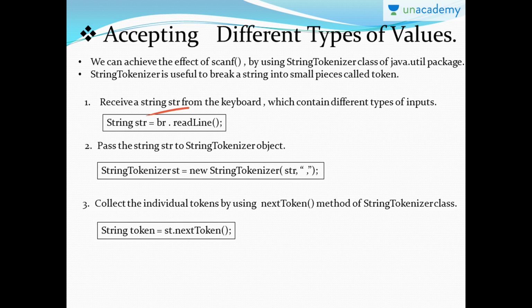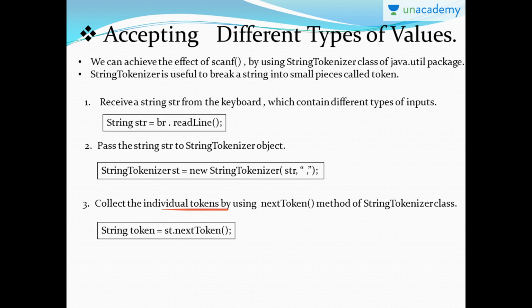For receiving a string str from the keyboard, which is of different types, we write String str is equal to br.readLine. Then to pass the string to the string tokenizer, you write StringTokenizer st is equal to new StringTokenizer of str. These are the steps for how you use the StringTokenizer. First you read a line and store it in str. We use StringTokenizer to break it and create a new one, storing it in the variable st.